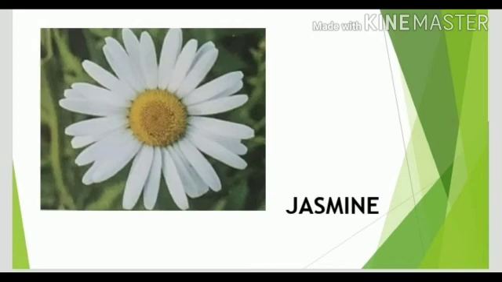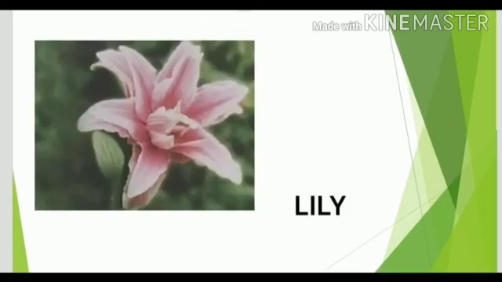Jasmine. Jasmines are generally white in color. They are known for their lovely sweet smell. This is also used to make scent. Jasmine is the symbol of beauty. Lily. The lily is a genus of flowering plant.